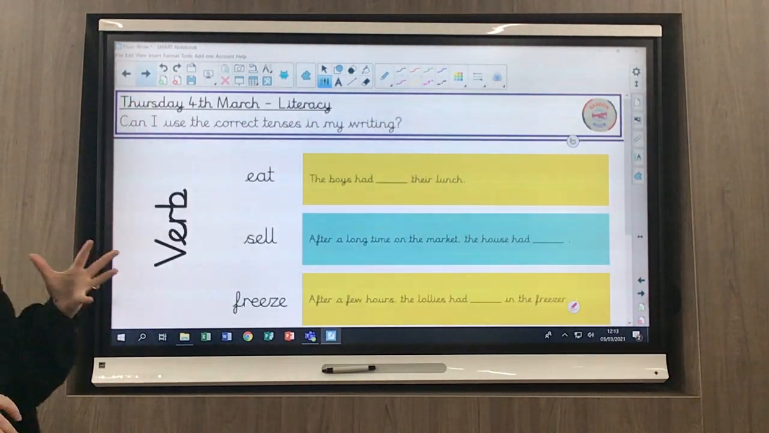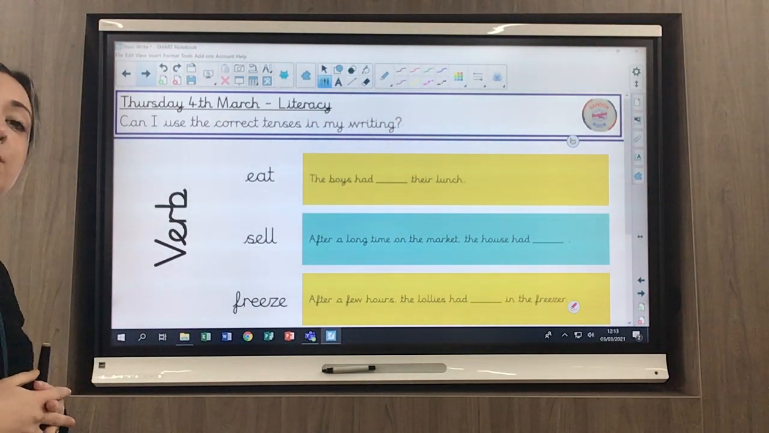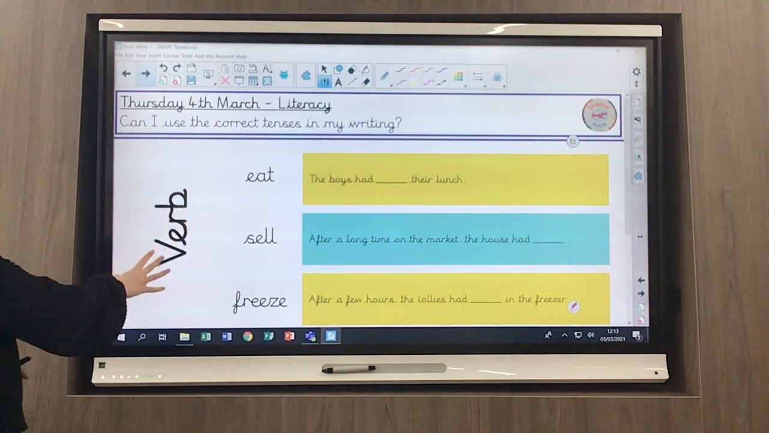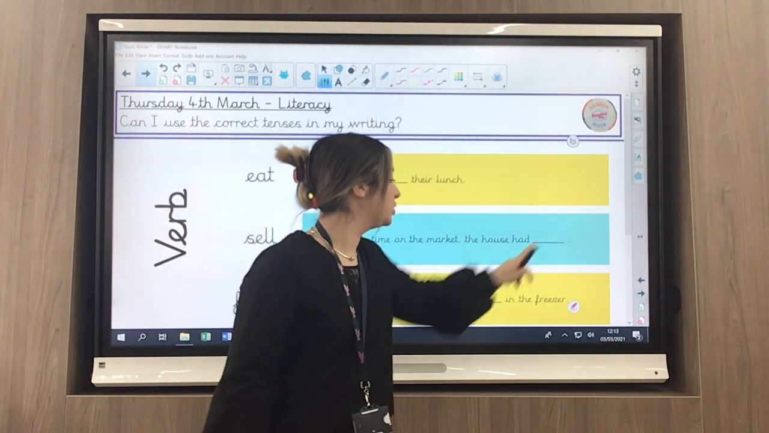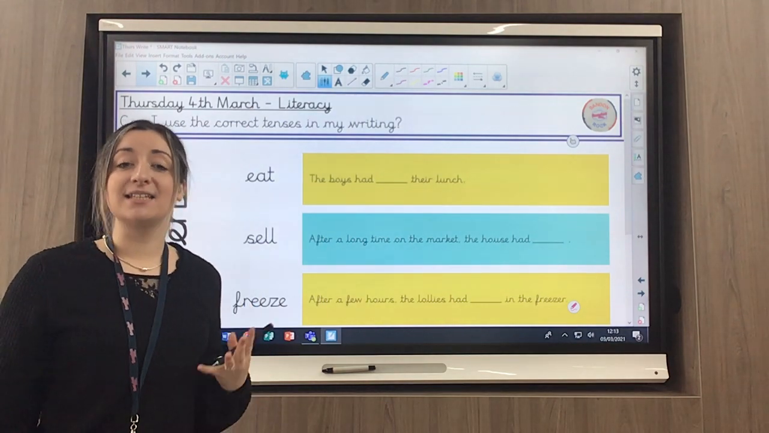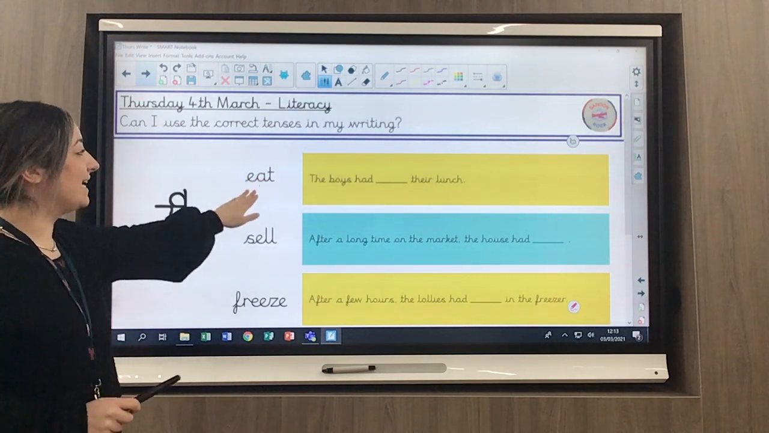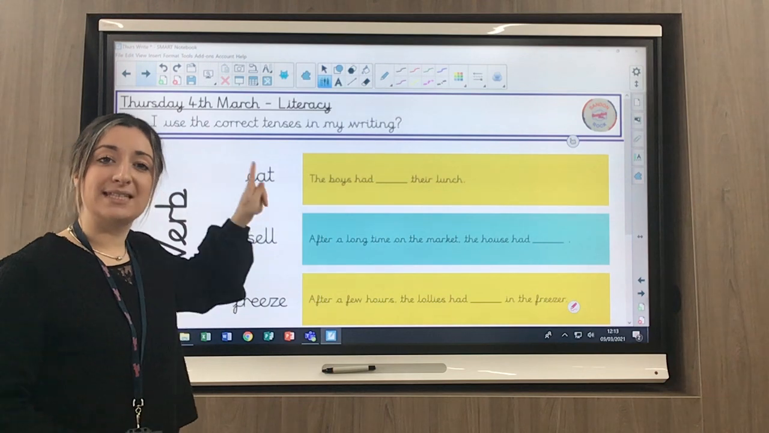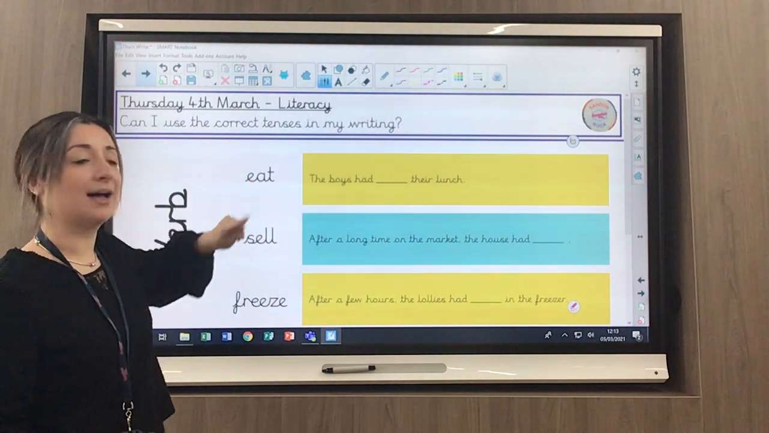Okay, so what I've got here is 3 sentences that I want us to look at, and it's going to be very similar to the work that you are doing on section 2. Here I've got my 3 verbs, and I've got 3 sentences with blank spaces which need to be filled in with this verb, but I want it to be past tense, so something that's already happened. Okay, so the verb is eat, but I'm not going to use the present tense to eat. I'm using past tense, so I need to change eat to past tense.